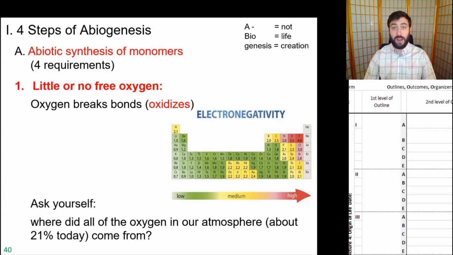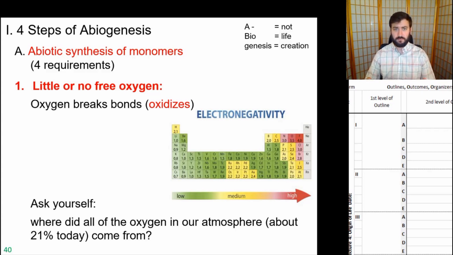The first requirement for the abiotic synthesis of monomers is to have little or no free atmospheric oxygen. If we think about why, let's remember our electronegativity in our periodic table of elements. Oxygen is extremely electronegative, so it tends to break bonds, or oxidize. If there's too much oxygen floating around, those monomers would just break down.